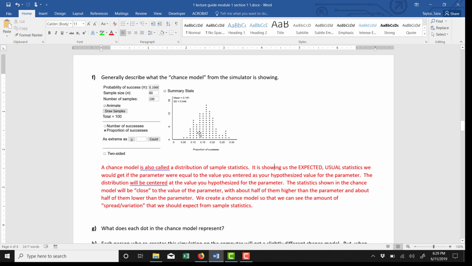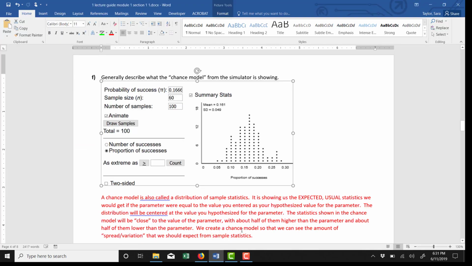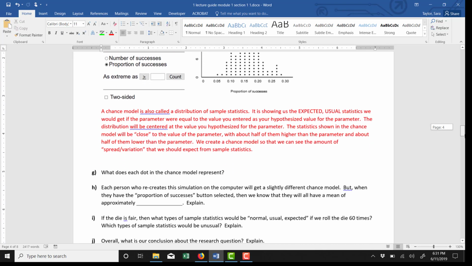Notice it came out a little bit different than that in the mean. It's because it's a simulation. But all of you who do this on your own simulation on the computer will get something very close to 0.1667. So all the dots you see will be close to the value of the parameter, with about half of them being higher than that and about half of them being lower. So about half the dots are more than 1/6 and about half are less than 1/6. We create this chance model so we can see the amount of spread, the amount of variation that we should expect from the sample statistics. This is telling me the variation and spread, the types of statistics I should expect to get.